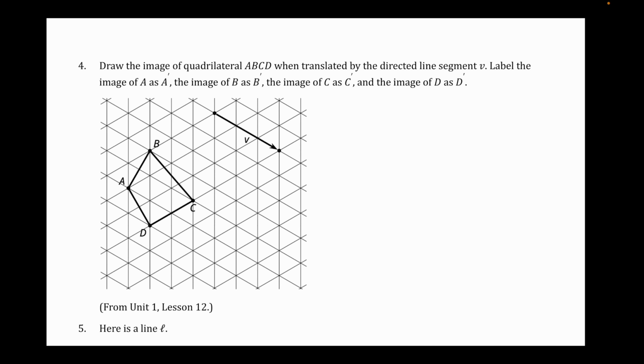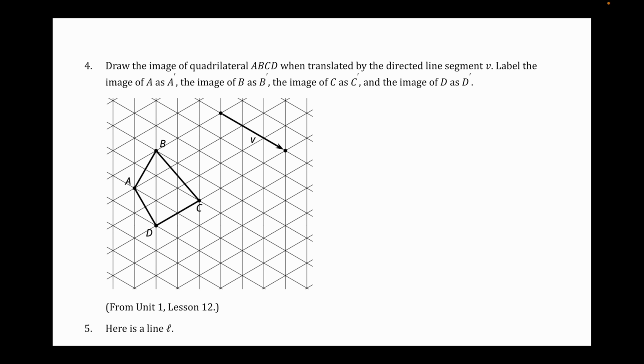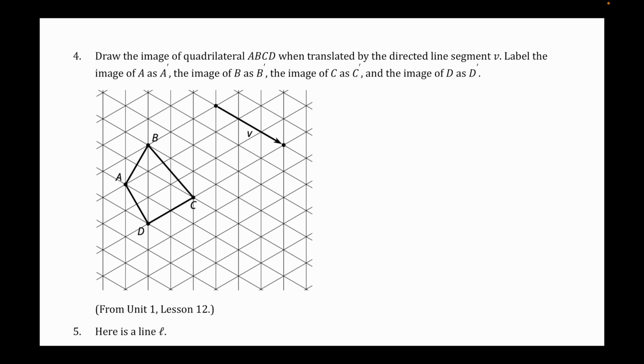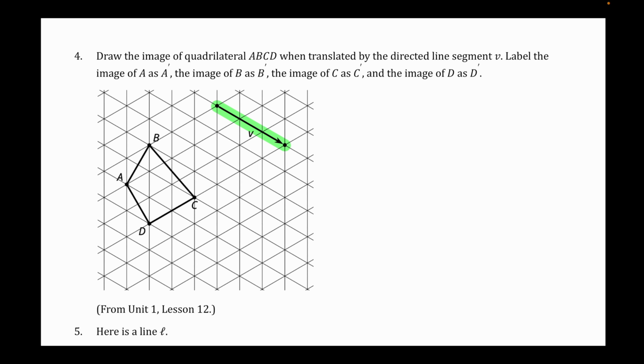For question 4, we have another triangular grid. Our job, or what they're asking us, is to draw the image of quadrilateral ABCD when translated by the directed line segment V. So I'm going to highlight that here on my graph, just so that I can see it easier, and then I can kind of count how many units it appears to be going.